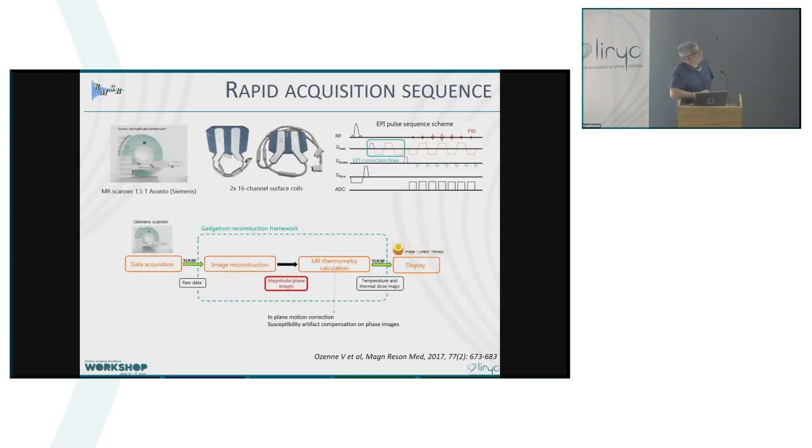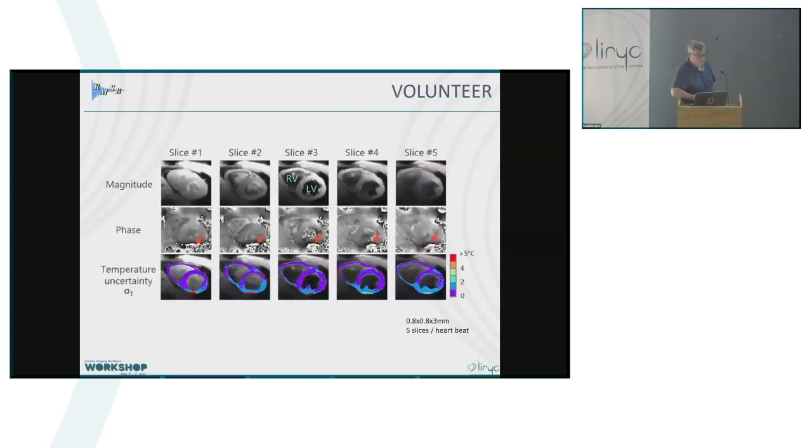For this, we use the standard 1.5 Tesla magnet with standard equipment. This is the sequence, and we implemented, mainly under the supervision of Valérie Ozen, a full pipeline for real-time image reconstruction using the Gadgetron environment. After that, we also implemented the MR thermometry pipeline, which I'm sure will be presented in some detail tomorrow. Then you need a display console to visualize the images in real time. So this is an example.